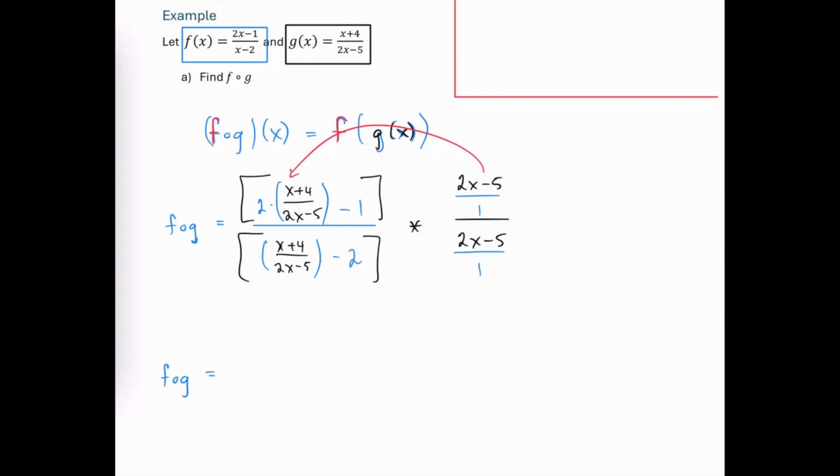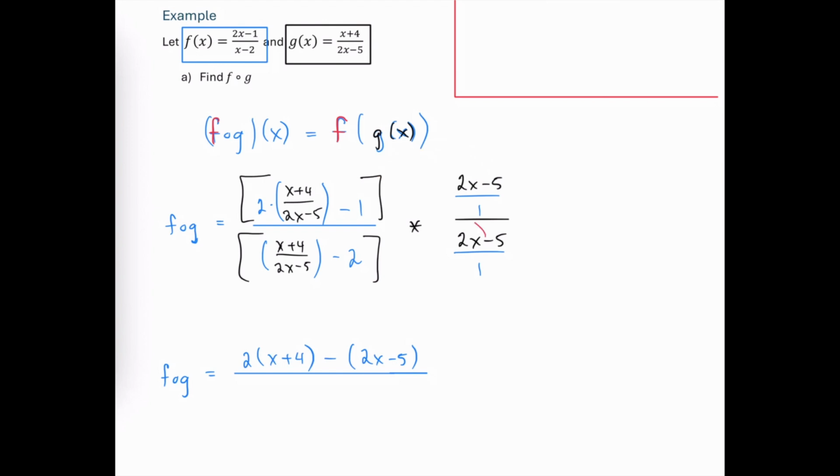Now just off to the side here, I want to bring your attention to the fact that what we're doing is we're taking 2 over 1 times x plus 4 over 2x minus 5 and multiplying that by 2x minus 5 over 1. The 2x minus 5s are going to cancel, and what will remain is the 2 times the x plus 4. And that's going to be what we have in this first position in the numerator. And then we multiply 2x minus 5 times negative 1, which is going to be negative 1 times 2x minus 5, so we don't need to actually write the 1. And let's wait to distribute that in because of how much is going on right here.